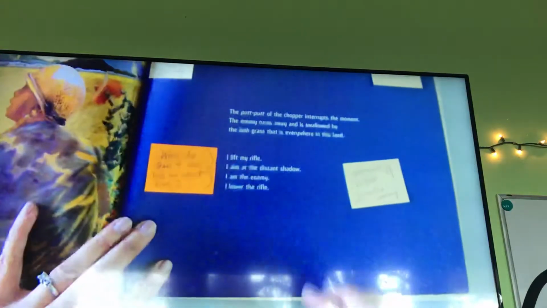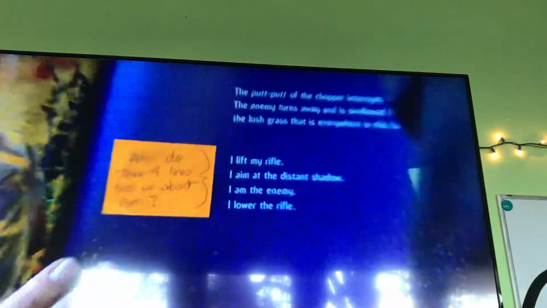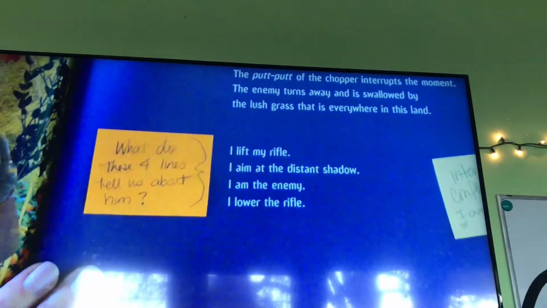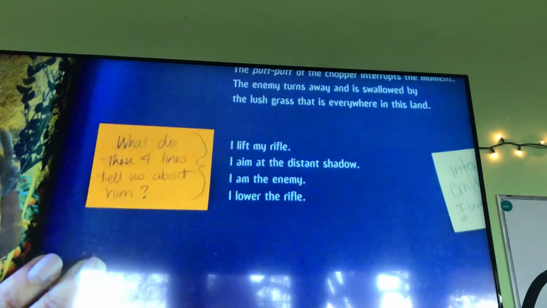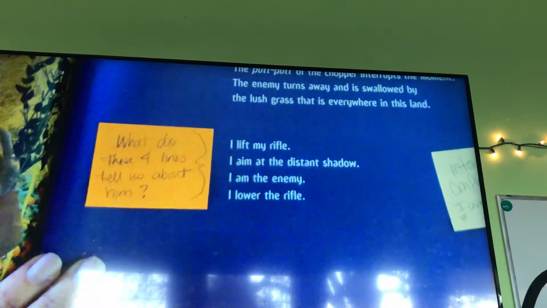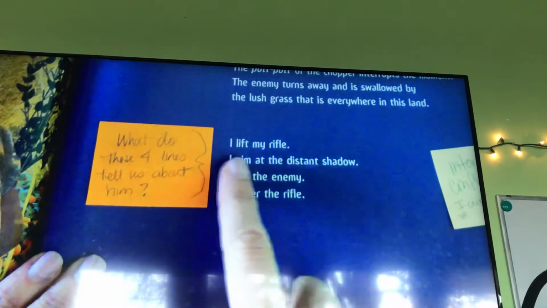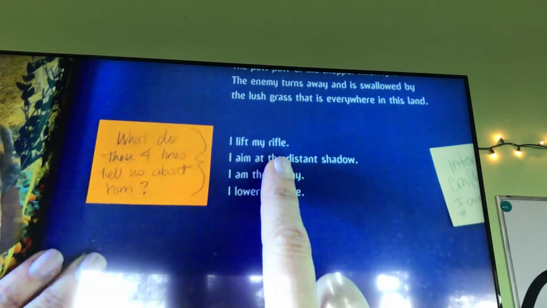So here we get to see, just in these 4 lines too, how he reacts to that. How does he respond to this conflict, this external conflict? So the enemy runs away. And as he's running away, I lift my rifle. I aim at the distant shadow. So he knows he's supposed to shoot him. And he can. He's close enough.